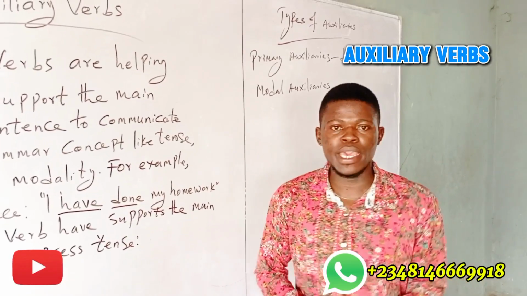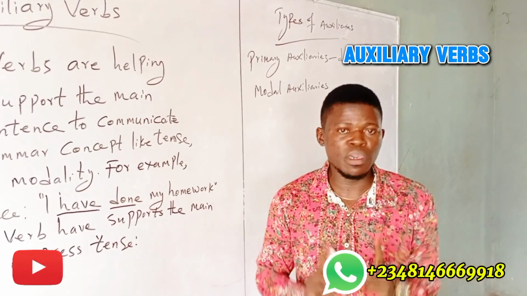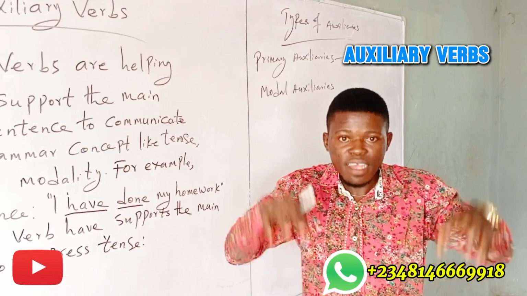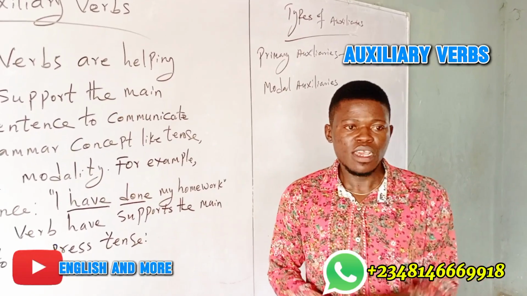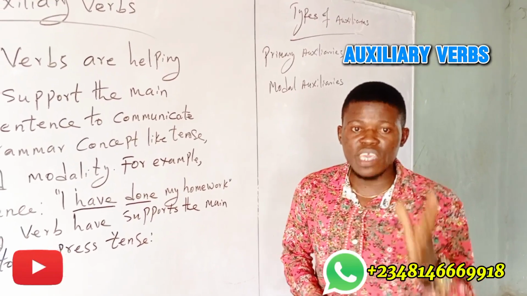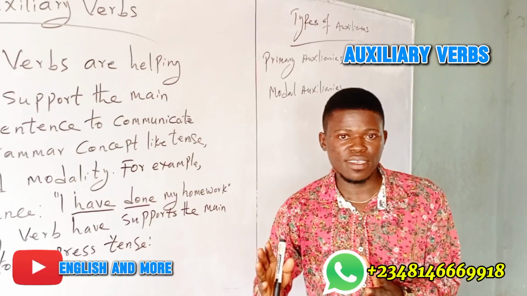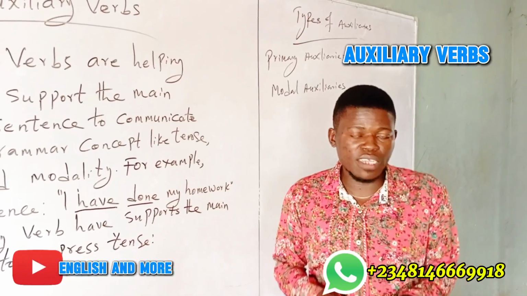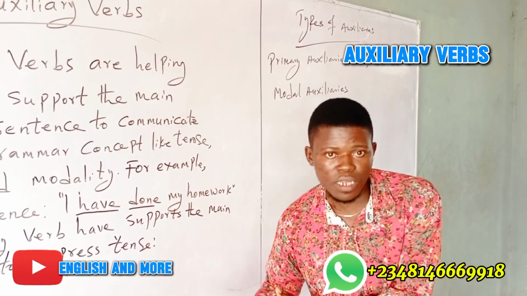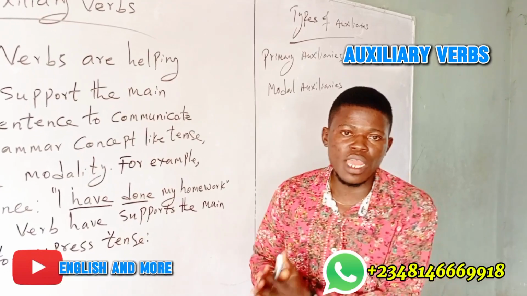Let's have a pen. I have a pen. We have just one verb in that sentence, which is have. Have there is the main verb in the sentence. But look at this one. I have eaten. We have two verbs, have and eaten. So in the second sentence, have functions as auxiliary verb. What type of auxiliary? Primary auxiliary verb.